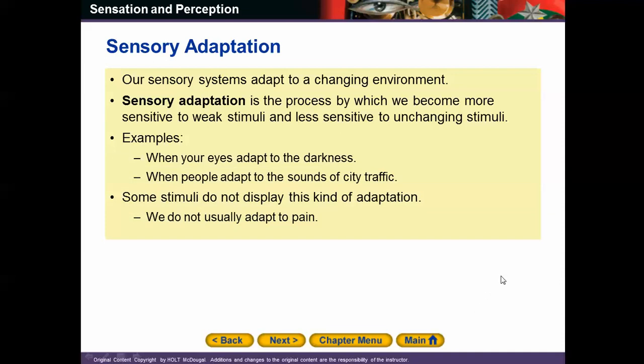Our senses adapt to the world around them, and they adapt to the sensations that we're feeling every single day, especially if a stimulus is repeated over and over. And this is called sensory adaptation. It's the process by which we become more sensitive to weak stimuli and less sensitive to unchanging stimuli.